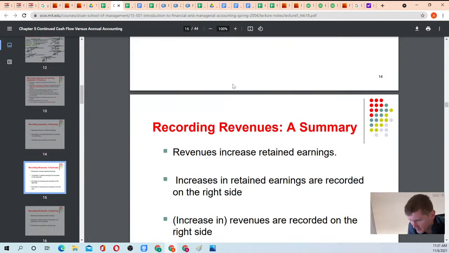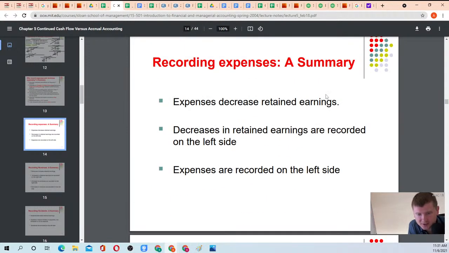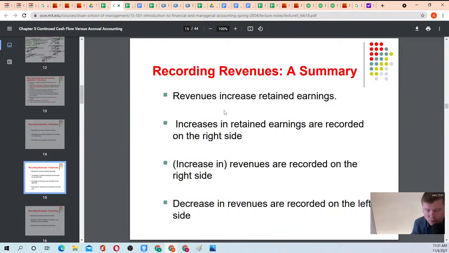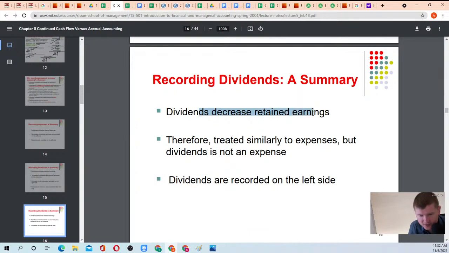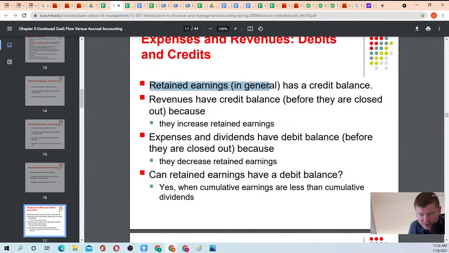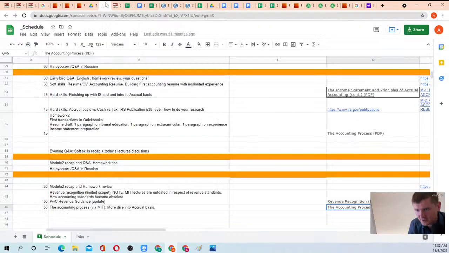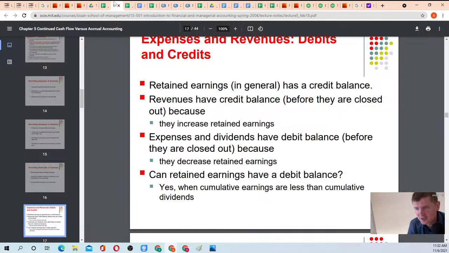Again, we have a discussion here about what increases retained earnings: revenues increase retained earnings, expenses decrease retained earnings. We have already covered all of that here. It's just a repetition. Dividends decrease retained earnings, expenses and revenues, debits and credits. Retained earnings general has a credit balance. Revenues has, yeah, it's all repetition of what we have here, but with interpretation related to the T accounts.